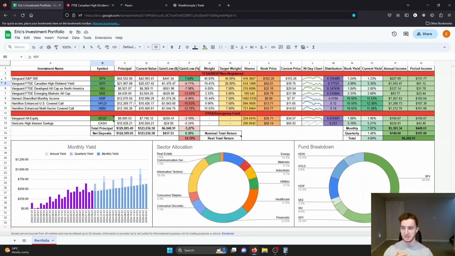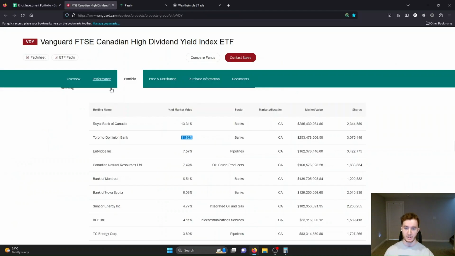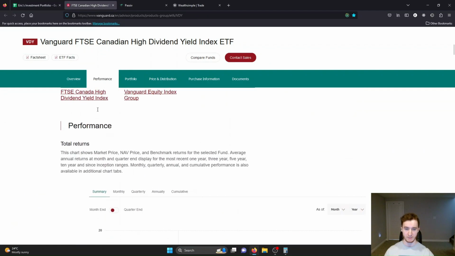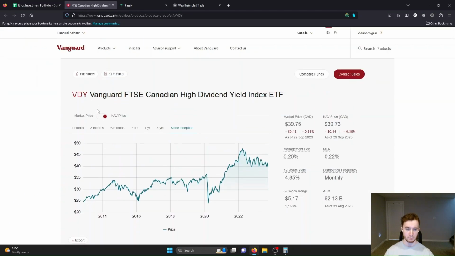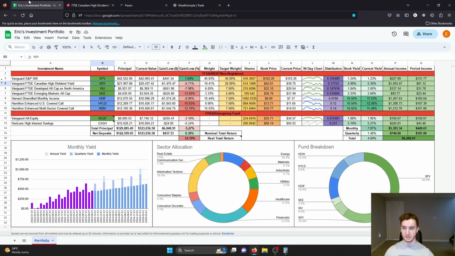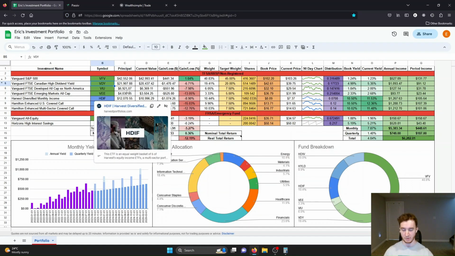Of course, if you invest in an individual stock, you don't have to pay an expense ratio for a company to manage the fund for you. So obviously with VDY, there is a MER for them holding this basket of stocks for you, which is 0.22% per year, which is very low. So that's fine for me. So that was my reason for selling off TD.